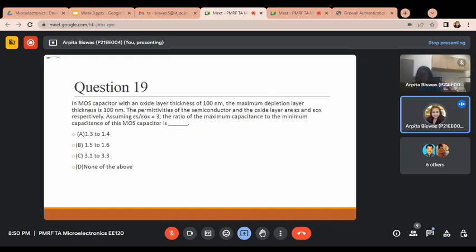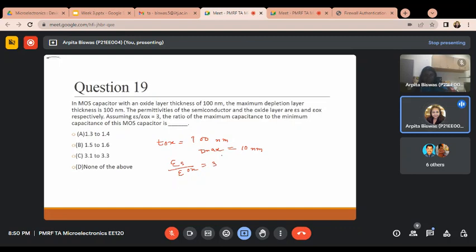There is not that much time, so I'm giving some hint. Cox is equal to epsilon ox by Tox, madam. Okay, Tox is given here, 100 nanometers. Maximum thickness is also given, I mean Dmax, right? Yes, ma'am. Dmax is also 100 nanometer. And ES by EOX is also given.